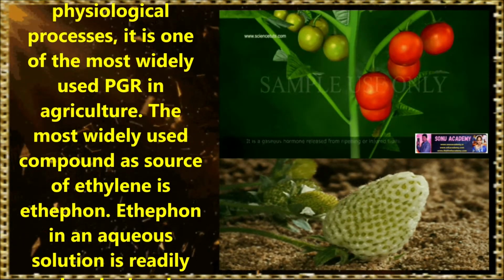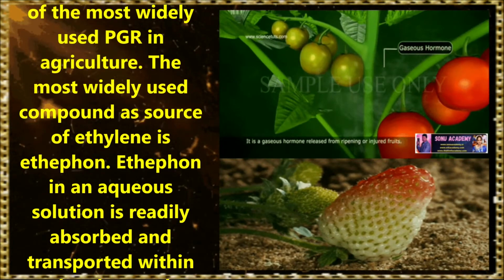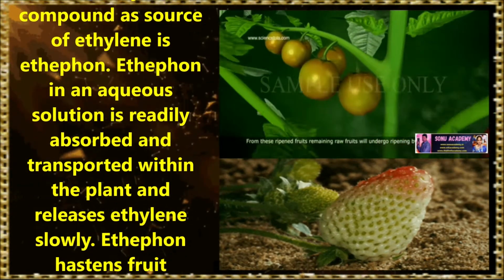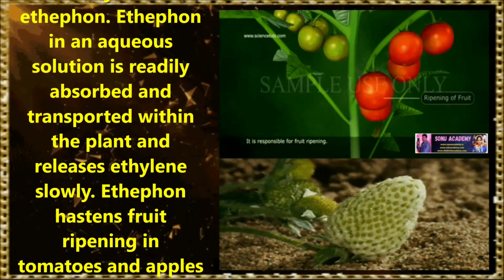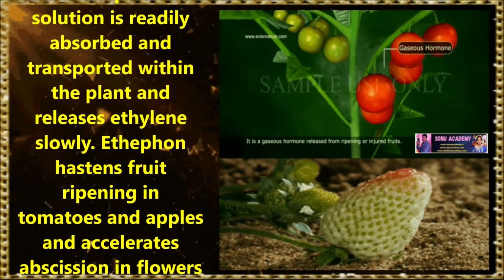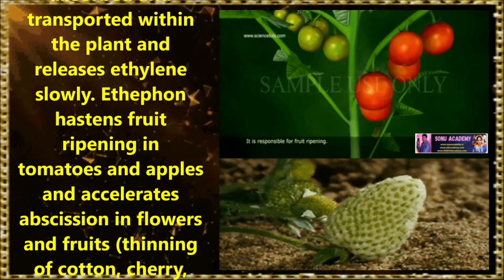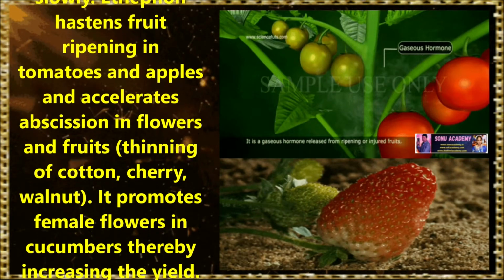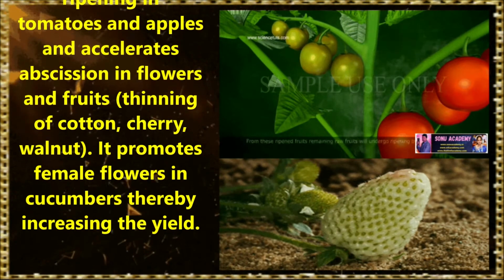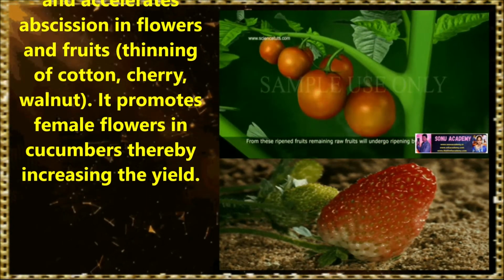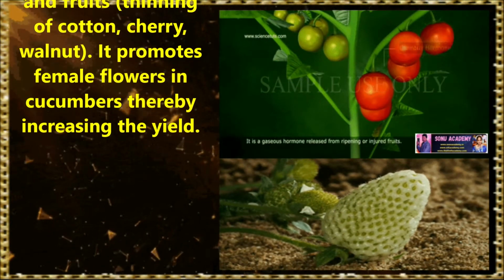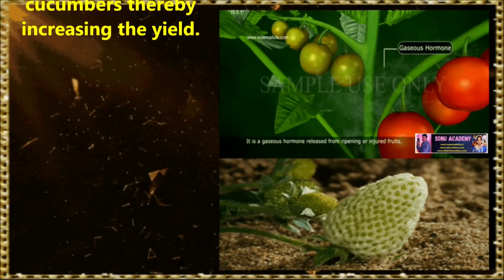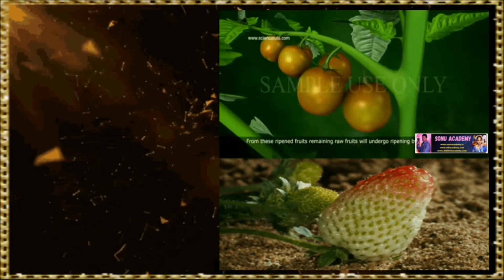Since ethylene regulates so many physiological processes, it is one of the most widely used PGRs in agriculture. The most widely used compound as a source of ethylene is ethephon. Ethephon in an aqueous solution is readily absorbed and transported within the plants and releases ethylene slowly. Ethephon hastens fruit ripening in tomatoes and apples and accelerates abscission in flowers and fruits. It promotes female flowers in cucumber, thereby increasing the yield.